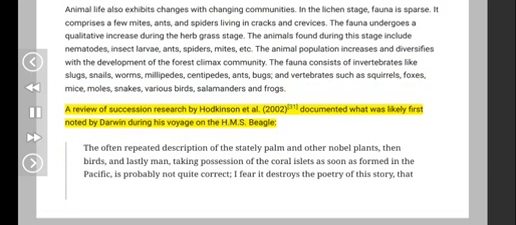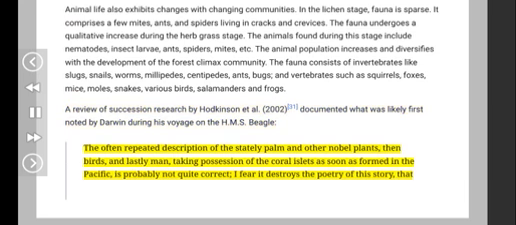A review of succession research by Hodgkinson et al. 2002 documented what was likely first noted by Darwin during his voyage on the HMS Beagle. "The often repeated description of the stately palm and other noble plants, then birds, and lastly man, taking possession of the coral islets as soon as formed in the Pacific, is probably not quite correct. I fear it destroys the poetry of this story, that feather and dirt-feeding and parasitic insects and spiders should be the first inhabitants of newly formed oceanic land."